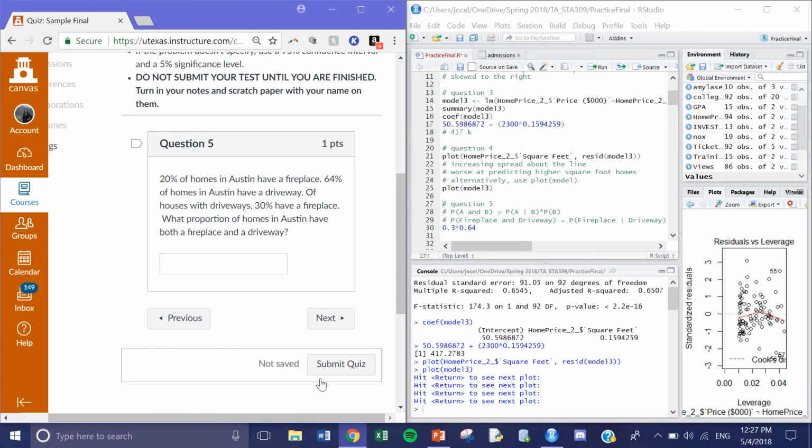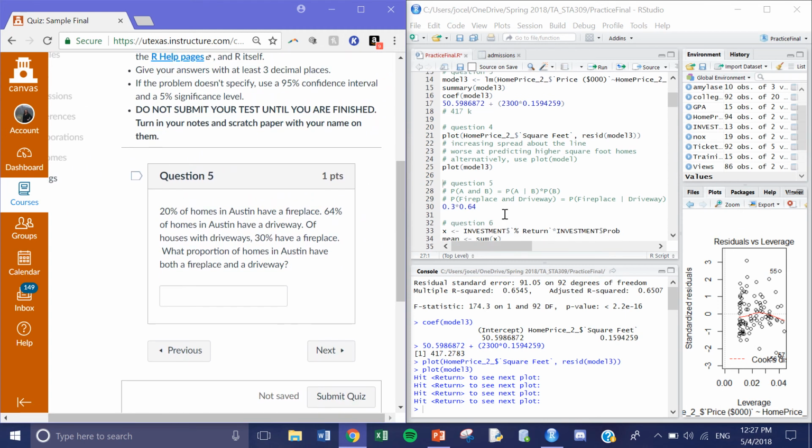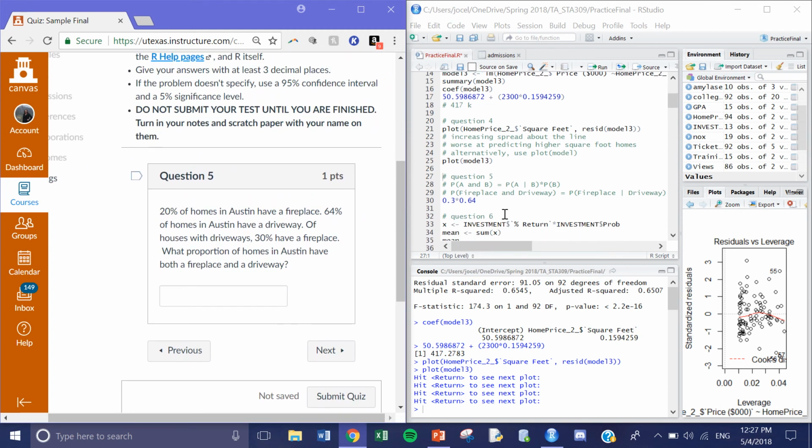Question 5. 20% of homes in Austin have a fireplace. 64% of homes in Austin have a driveway. Of houses with driveways, 30% have a fireplace. What proportion of homes in Austin have both a fireplace and a driveway?